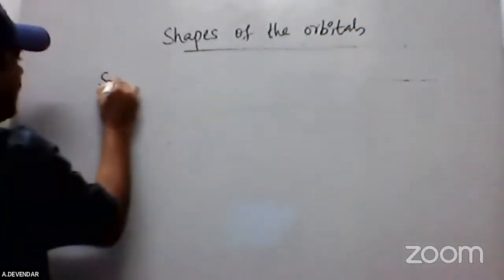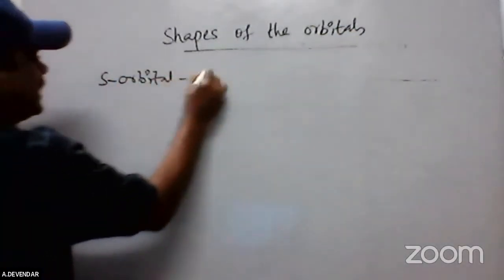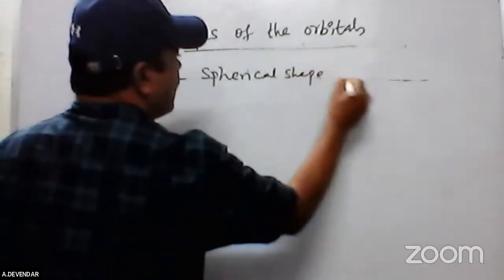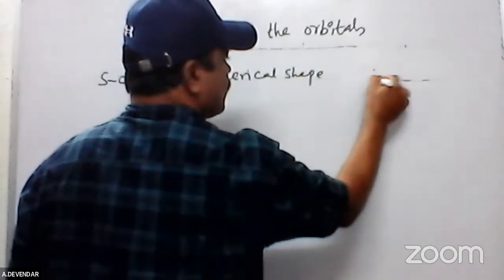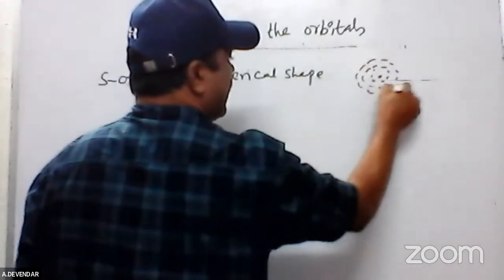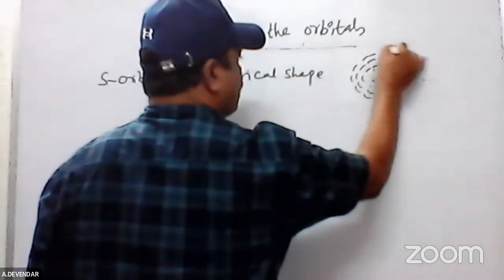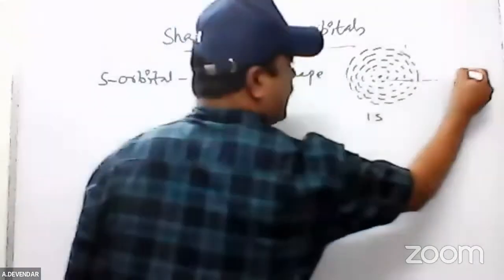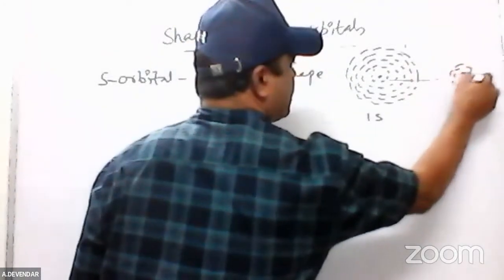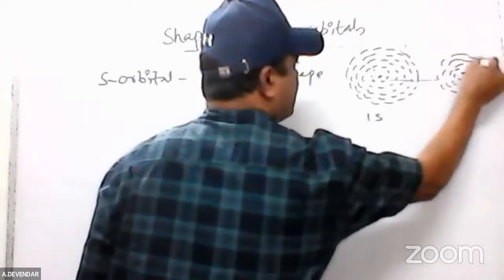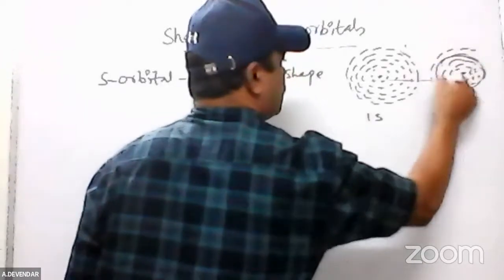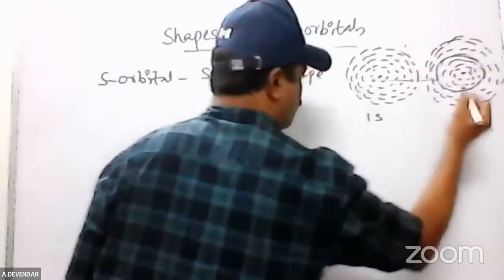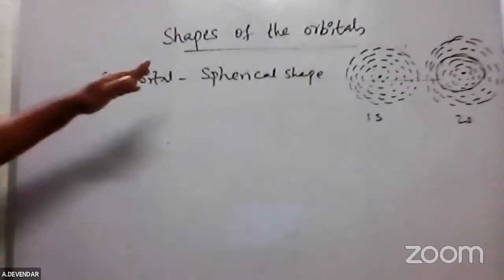So first, the s orbital. What is the shape of the s orbital? It is a spherical shape. So you can draw the nucleus, and in this nucleus the electron cloud is like this. Anywhere the electron may be present, the probability of finding the electron is like this. This is the 1s. Suppose you want the 2s, the center is the nucleus. This is the first orbit. Like this is a 2s. The size increases, but it is still spherical.